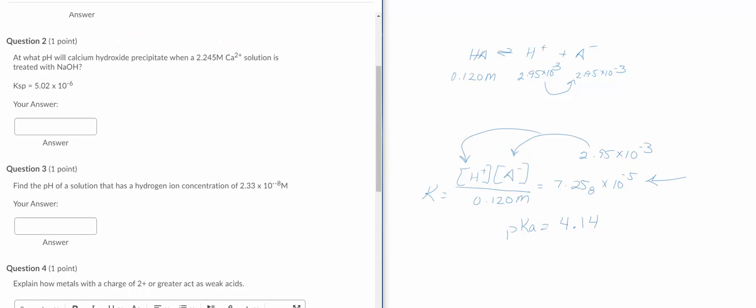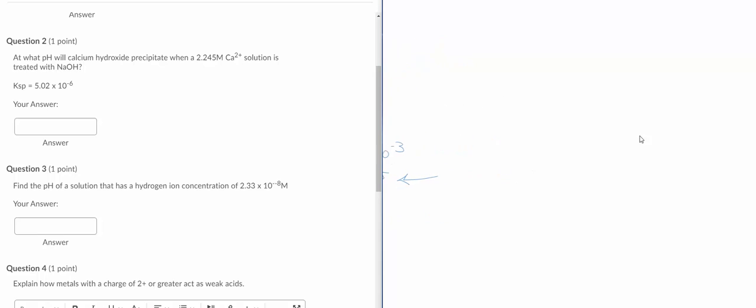My number 2 is: at what pH will calcium hydroxide precipitate when a 2.245 molar calcium solution is treated with sodium hydroxide. So we have our calcium hydroxide, and we will have some form of an equilibrium. We have a KSP, so it will very heavily lean towards the solid itself, but we will form calcium ions and 2 hydroxide ions.